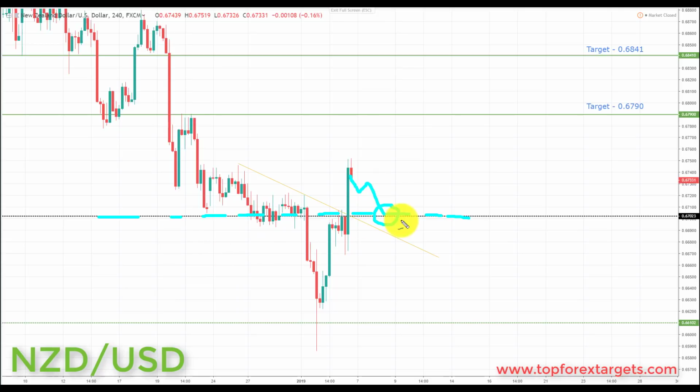of broken resistance turning support, this is going to be an area we're going to start to look for bullish formations and patterns. And we're going to be looking at initiating longs up towards the next key area of resistance to the upside and the target set, the 0.6790. And if we can get a breakthrough here, we're going to be looking up towards the next key area of resistance to the upside and target 2, the 0.6841.